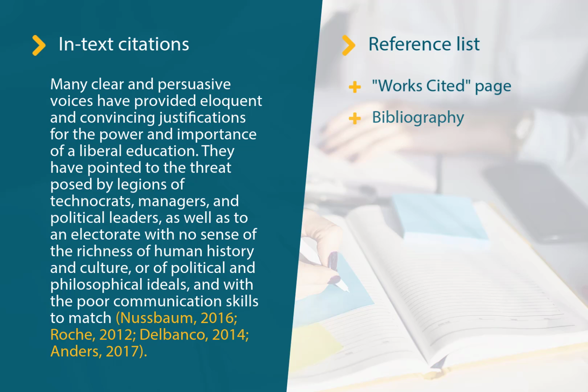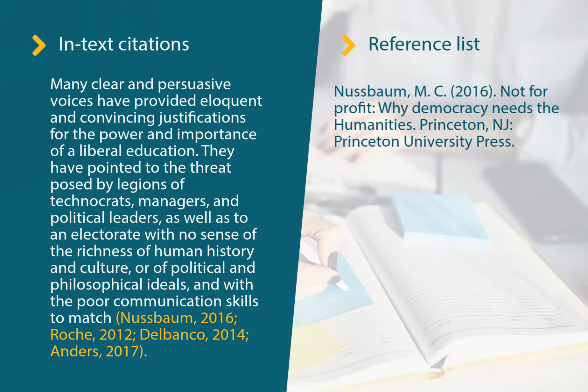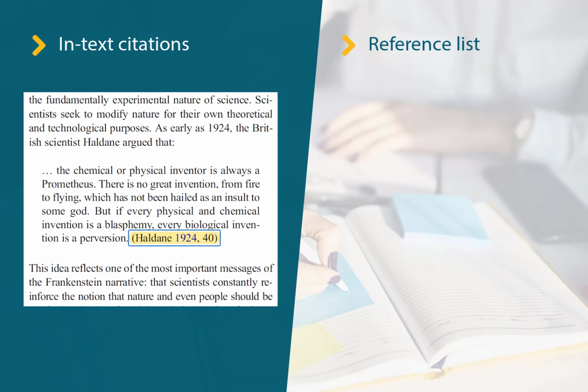The bibliography, reference list, or works cited page will present a full citation format instead of the abbreviated format you included in the in-text citations. In the parenthetical reference example on the left, there is a reference to Nussbaum, 2016. On the reference page, the reader finds the full citation note for the reference work, including the title and relevant publication information. Let's look at one more example.